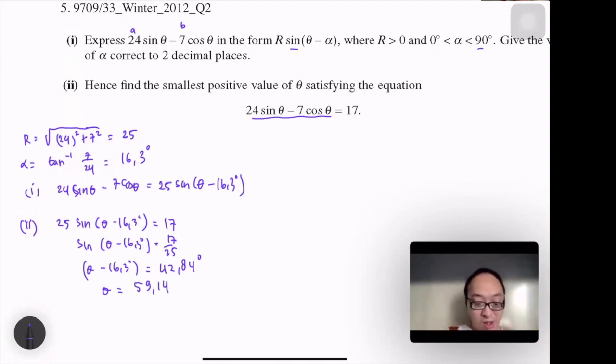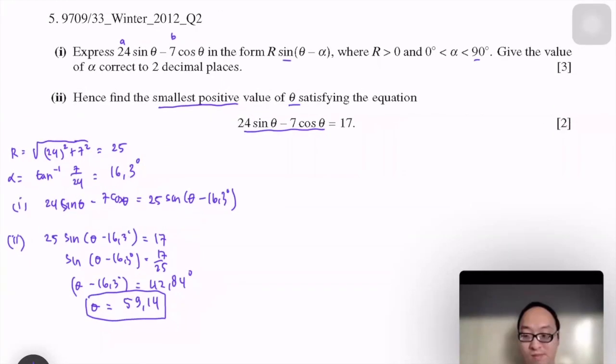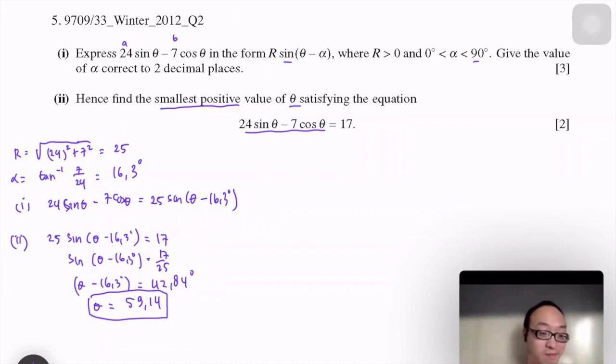Now we know that sine is positive in the first and second quadrant. But since theta is the smallest positive value, we need to take the value on the first quadrant. Yeah, that's it. That's for number 5.